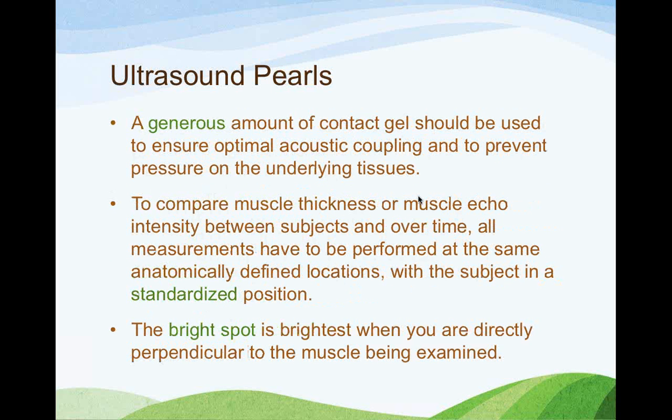So in order to help out with that, you should use a generous amount of contact gel to ensure optimal acoustic coupling and prevent pressure on underlying tissue. And to compare muscle thickness or muscle echo intensity between subjects and over time, you have to make sure that you have your patients being measured in standardized locations. And this is essentially what we're trying to do at the NIH right now.